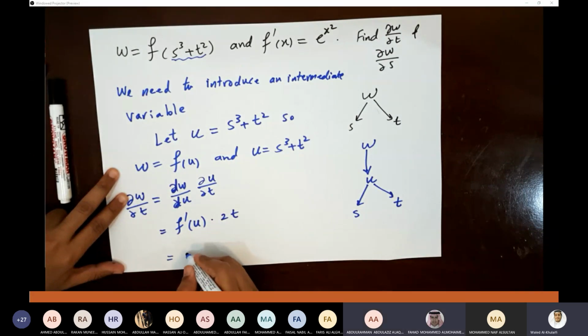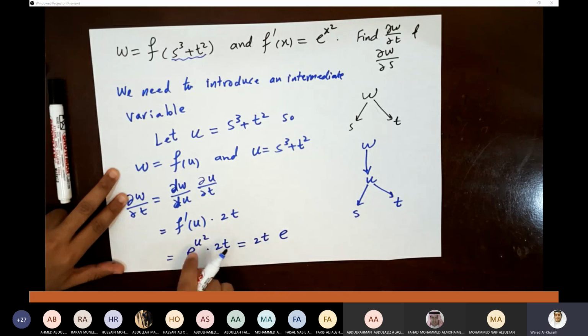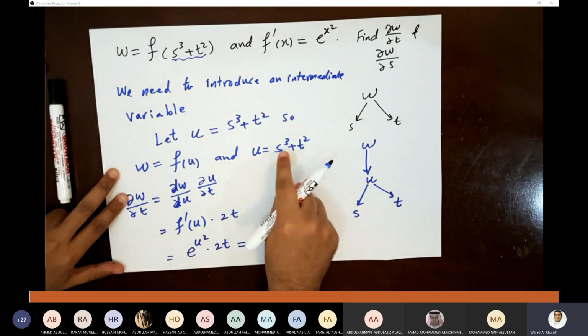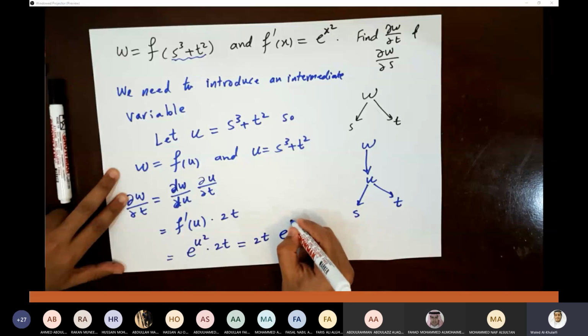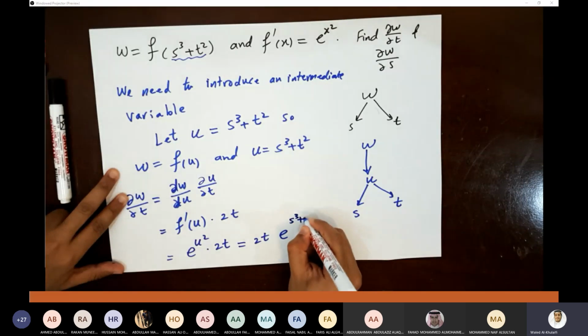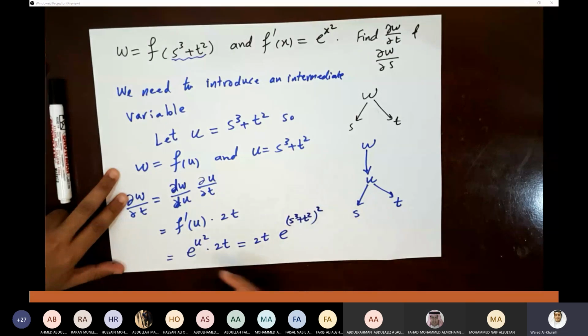e^(u squared) times 2t, which is equal to 2t e^(u squared). Now take u out and put in the variable he gave you in the beginning. So this will be e^((s cubed plus t squared) all squared), because we are saying all squared. So we have it this way.